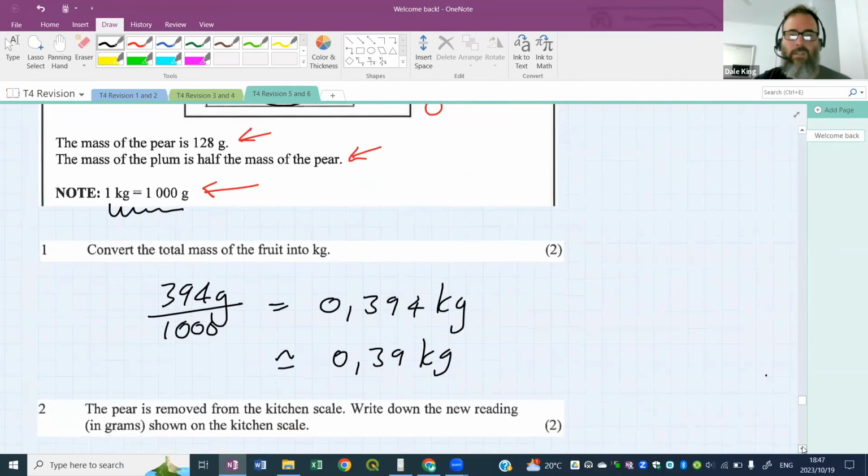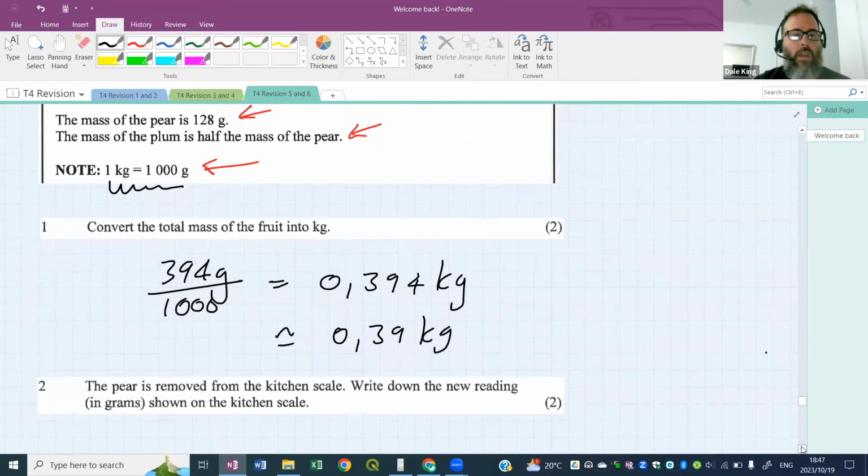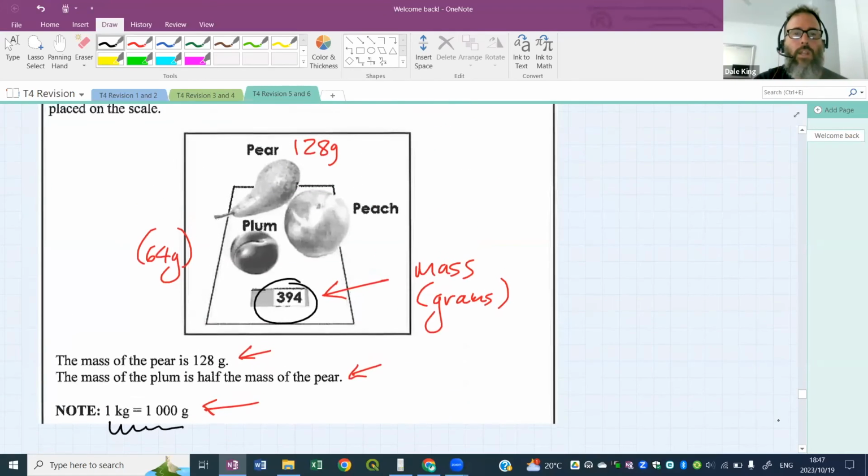All right, come on, is this all they have? Let's see what else. The pear is removed from the kitchen scale. Write down the new reading in grams. All right, so what they're saying is this fruit here, the top, the pear, is removed. What is the new reading? I'm going to do it on the right-hand side here because I've got space.